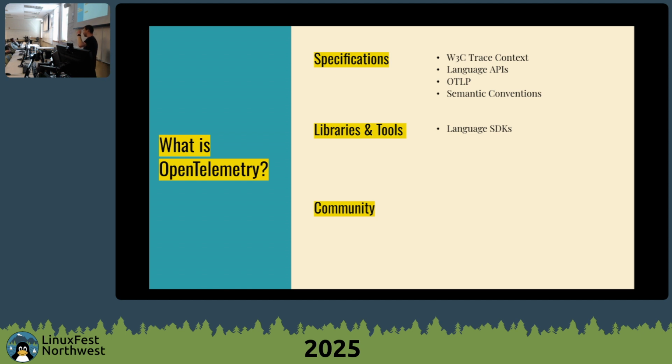Okay, so we talked about the language SDKs, right? Those are the things that you plug into the APIs that actually hook it up to exporting telemetry somewhere outside of your service. And then we have instrumentation libraries.